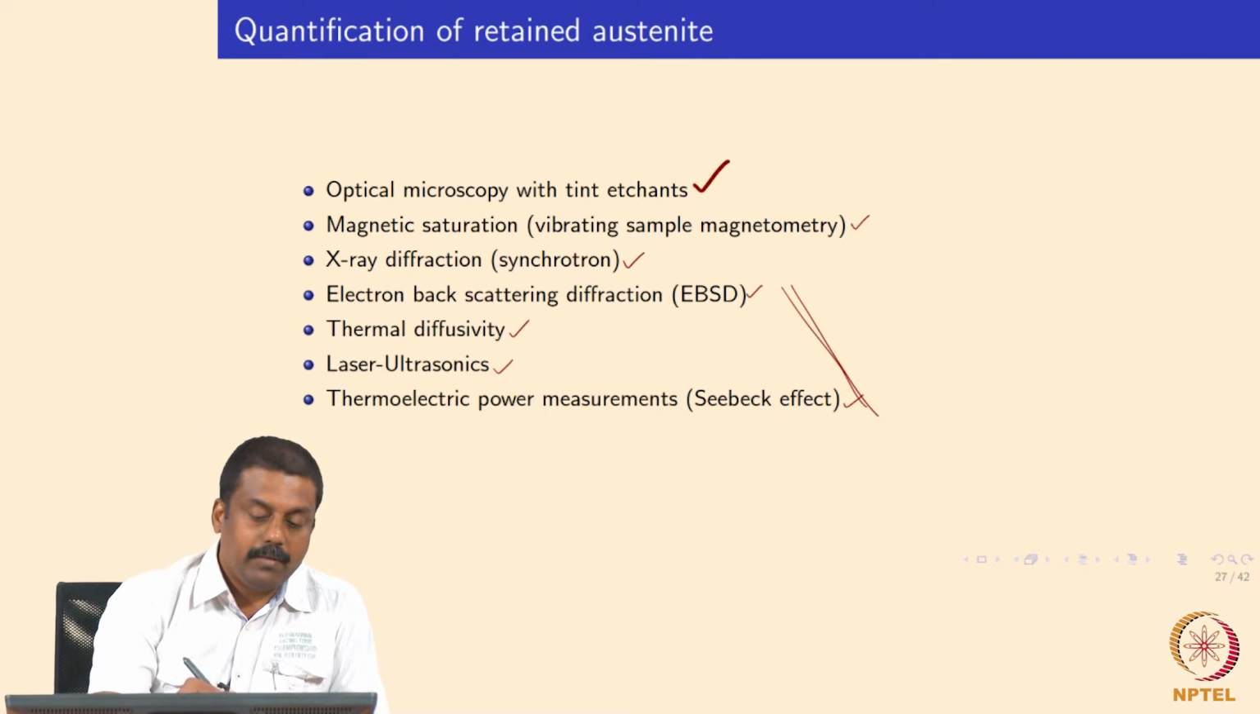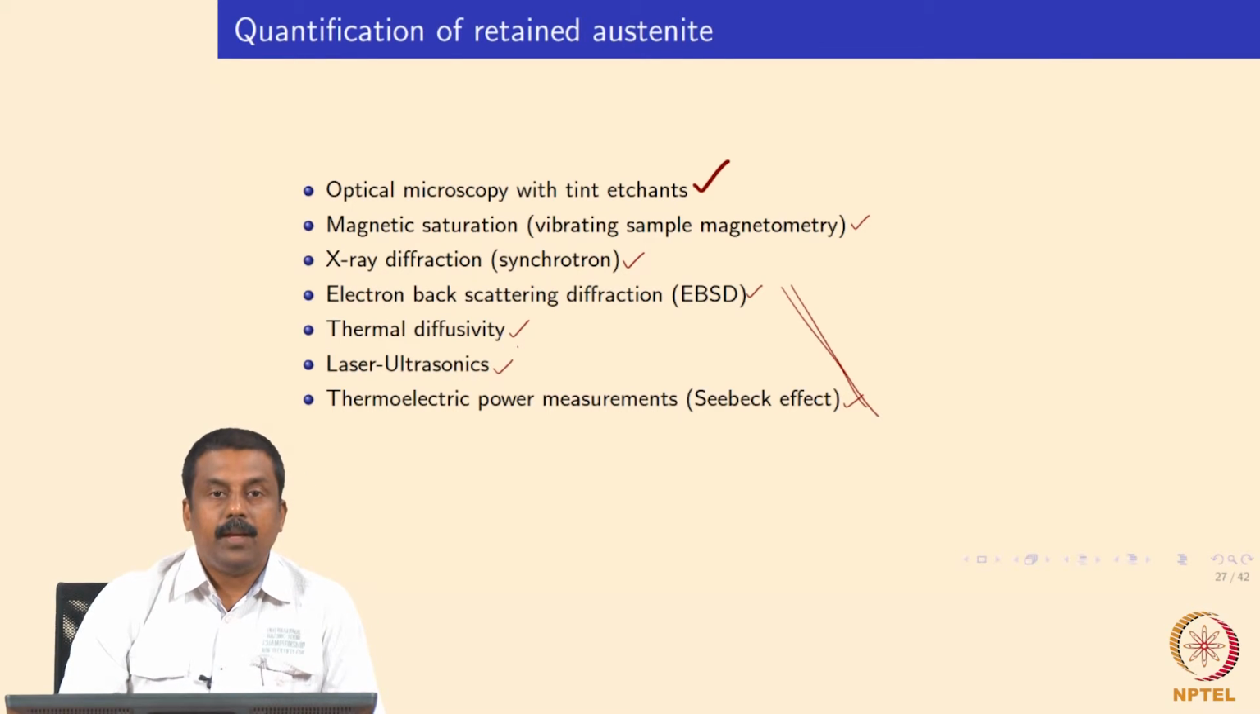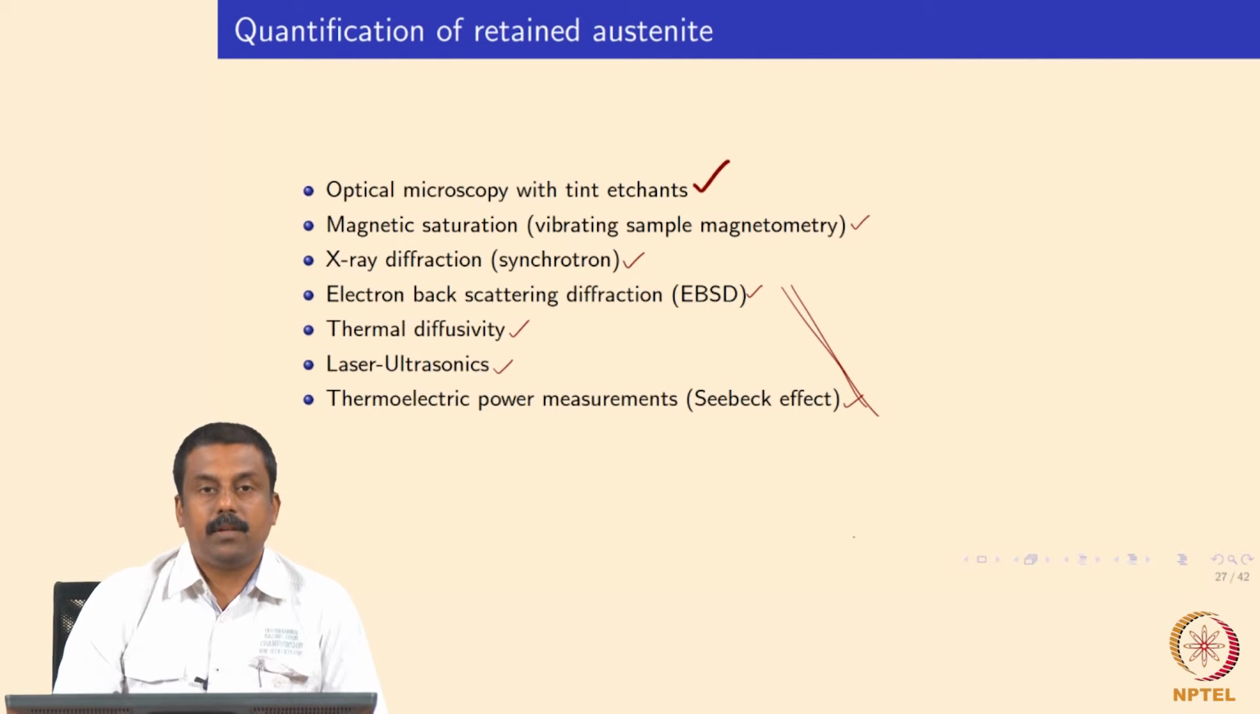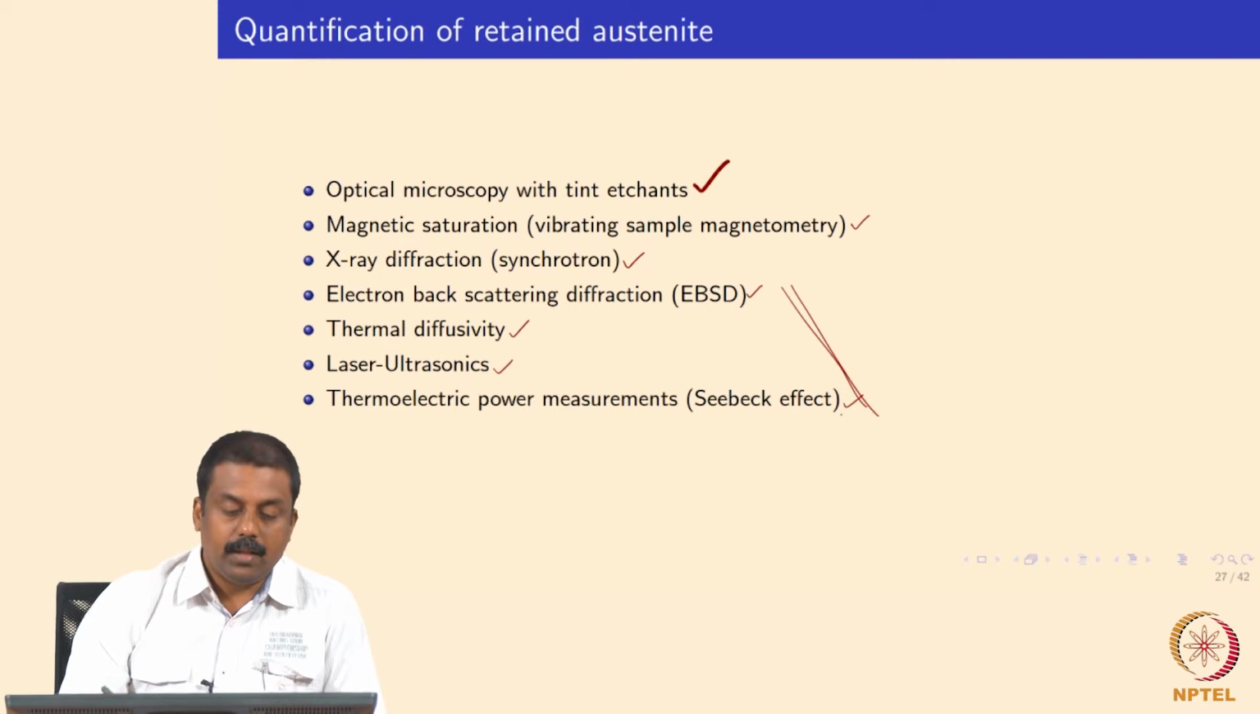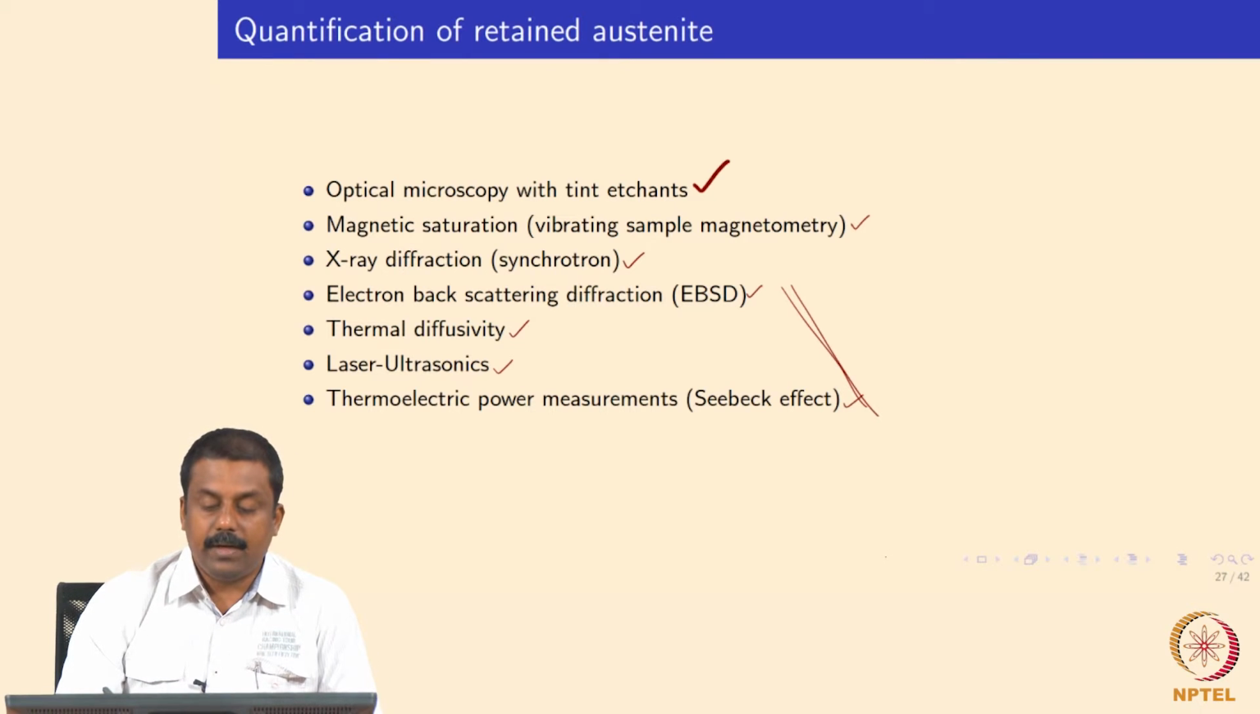And we can also use laser ultrasounds, where from the attenuation and velocities of the laser ultrasounds, we can clearly see the difference in the microstructural constituents, and we can quantify from the attenuation the volume fraction of retained austenite percent in the microstructure. And same goes with thermoelectric power measurements. We use the Seebeck effect to understand the variation in the microstructures, and by seeing the variation in the EMF generated as a function of microstructural constituents, we can also measure the retained austenite concentration.